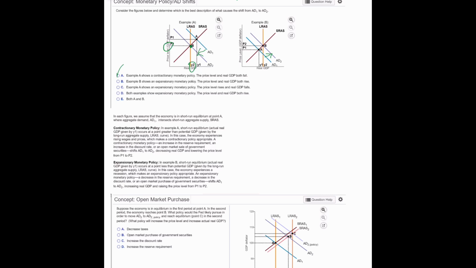However, let's look at the other ones. Example B shows an expansionary monetary policy, and the price level and GDP both rise. That's also true. We see that shift to the right in aggregate demand, the increase in Y and the increase in the price level. So that's true. C says example A shows an expansionary monetary policy. No. And D, both examples show expansionary. Not true. So our correct answer here is A and B.